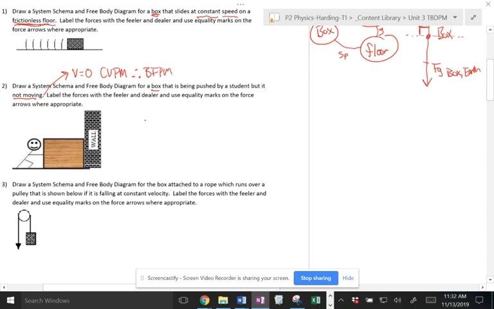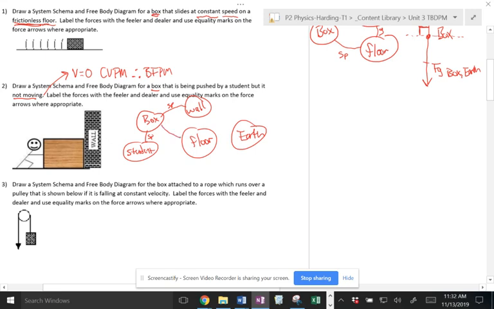So system schema, I've got the box, I've got the student. Looks like there's a wall here. I've got some kind of a floor. I've got the earth. Box is touching the wall, so there's some smoosh push there. Box is touching the student, smoosh push there. Box is touching the floor, smoosh push there. Box is near the earth, gravity there. Yeah, I can connect these things up.